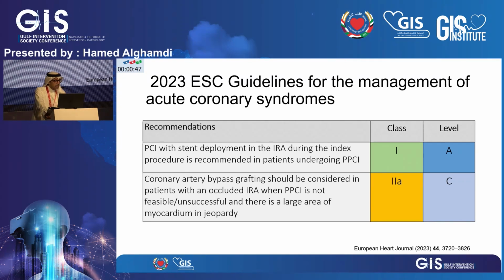So I'll sum up with the most recent guidelines. This is what the guidelines offer us. Basically, if you have STEMI, you have to fix the culprit. This is class 1A. But what if you could not do it, or if unsuccessful? They said that coronary bypass grafting should be considered in patients with an occluded infarct-related artery when primary PCI is not feasible or not successful, as long as there is a large area of myocardium in jeopardy.